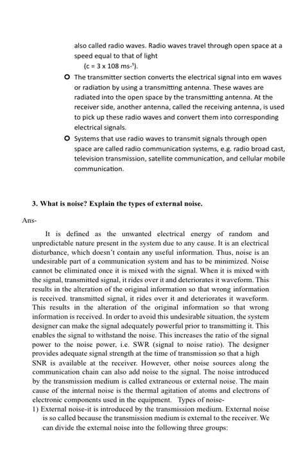The systems that use radio waves to transmit a signal through open space are called radio communication systems. Examples: radio broadcast, television transmission, satellite communication, and cellular mobile communication.